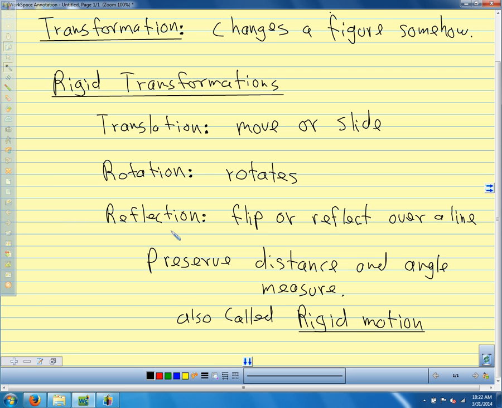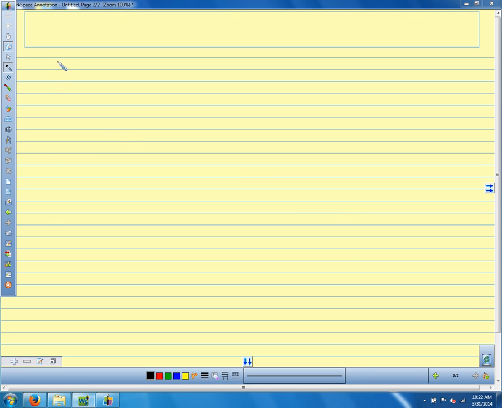And what we want to do in chapter 9 is be able to describe these transformations using numbers. How do we tell how much we're moving something? How do we tell how much we're rotating something? How do we tell if something is a reflection? So we need a little bit of terminology, and then we will do a little practice with translations. So for transformations, our original figure is called the pre-image.